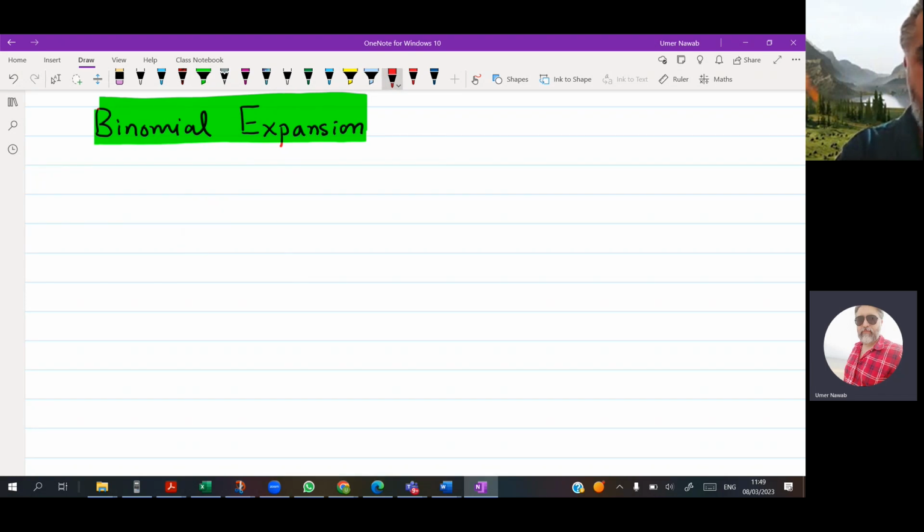Before I start with it, you need to know the actual meaning of binomial. It is made up of two words. Bi means two and nomial means terms. How do we expand the two terms when we have some integer power on it? Suppose I have here (a + b) raised to the power 5.